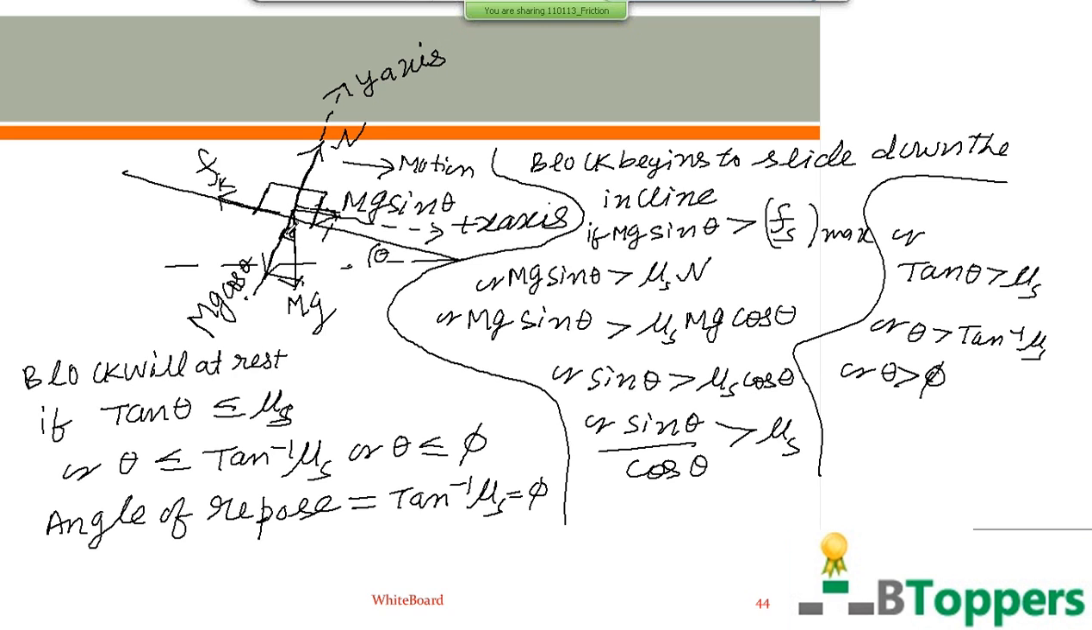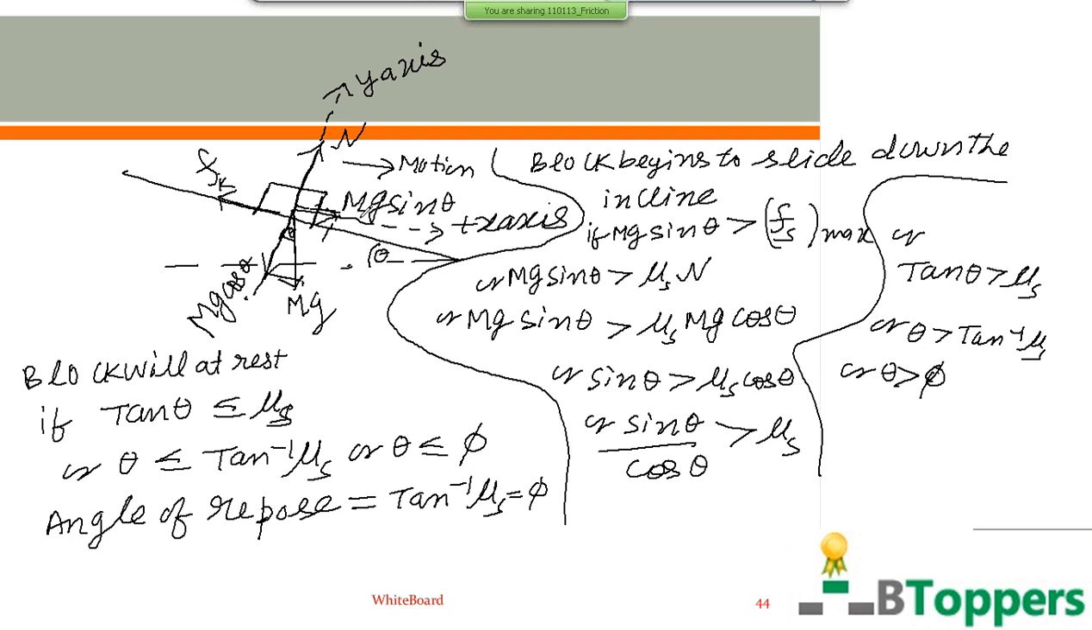Here the block has no motion parallel to the y-axis. So the x component of the resultant force on the block will be equal to mg sin theta minus Fk. So if theta is greater than phi, you have to remember that if tan theta is less than or equal to mu_s, then the block will be at rest on the inclined plane. Then the magnitude of static friction on the block is the same as the magnitude of the component mg sin theta.